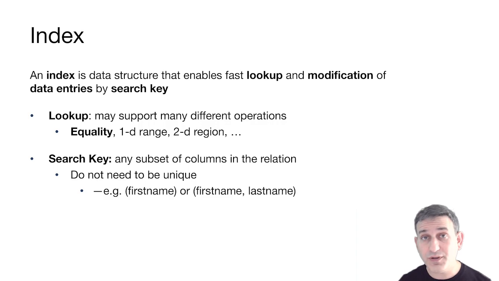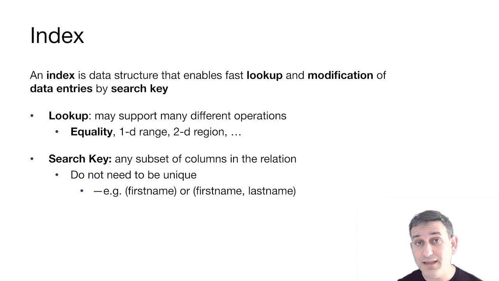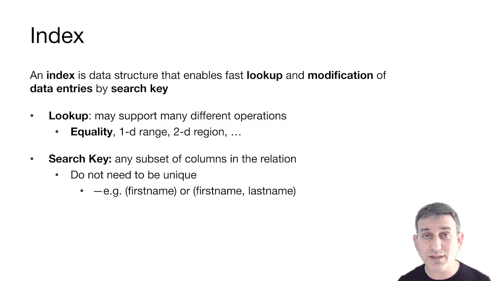Some indexes, particularly for geospatial data like maps, are for two-dimensional regions. Find me all items that are within a mile of where I am right now, or find me all items that are in a particular bounding box I drag on the map, right? And you can imagine other kinds of lookups for strings and for images and things like that. There have been many data structures, many indexes invented for these different kinds of operations. And when someone presents you with an index, you should ask, what kind of operation is it designed to support?